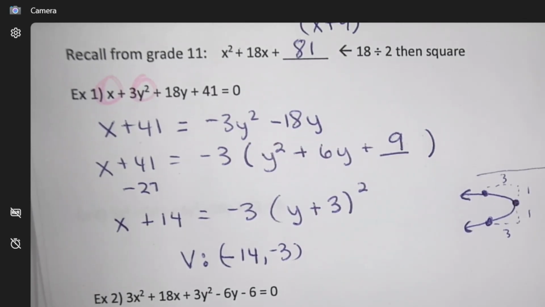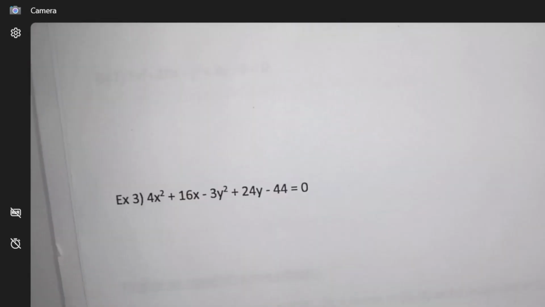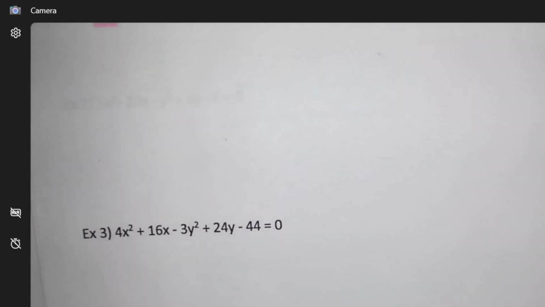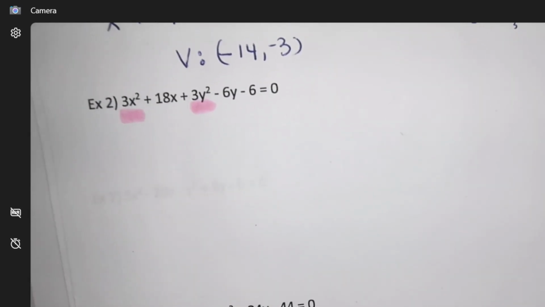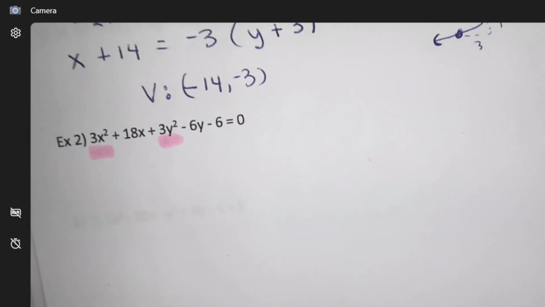Okay, next one. First, name the shape. What am I looking at? I'm looking at that alone. That's it. That tells me the shape. I'm looking at just those two things. 3x squared plus 3y squared. I already heard it. It's a circle.